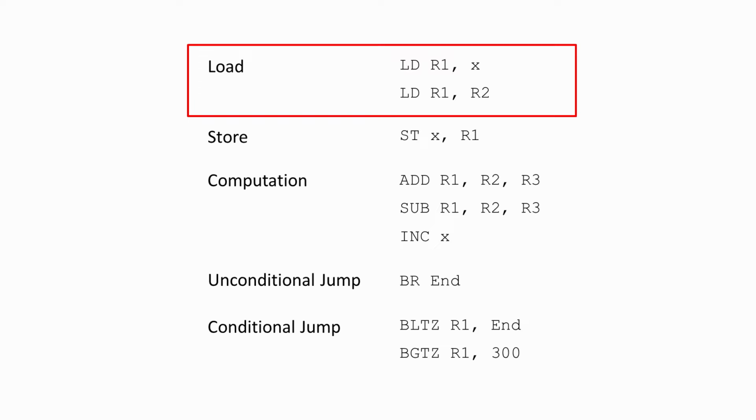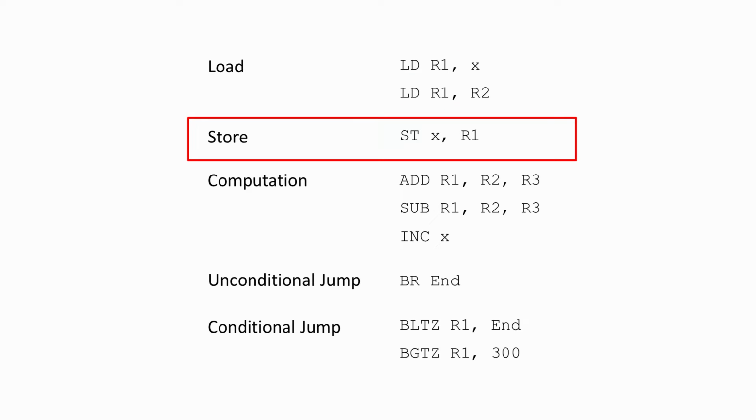These are examples of load instructions. The first copies the contents of memory location X into register R1, and the second copies the contents of register R2 into R1. The destination field is usually written before the source field. This is an example of a store instruction. It copies the contents of register R1 into memory location X. Again, you can see that the destination field is written first.